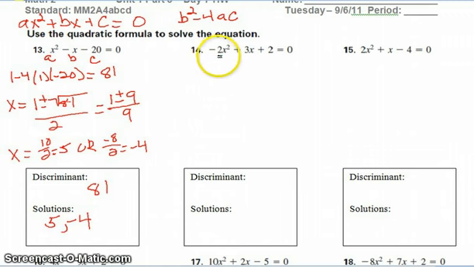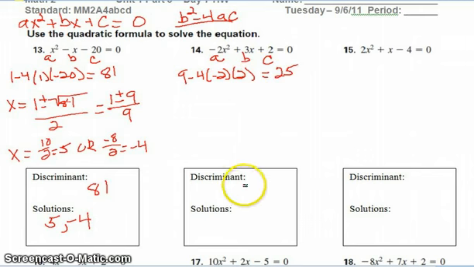Let's look at number 2. Our a, b, and c are identified. So our discriminant, b squared minus 4ac, would be b squared, 9, minus 4 times negative 2 times 2. All that equals 25, so our discriminant equals 25. Positive number, that means we're going to have two real solutions. So let's plug it into the quadratic formula.